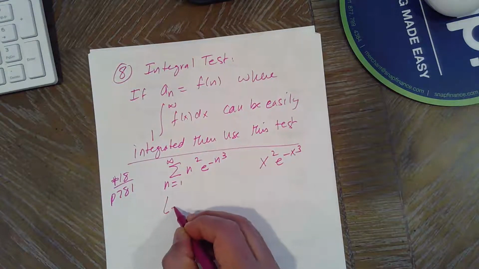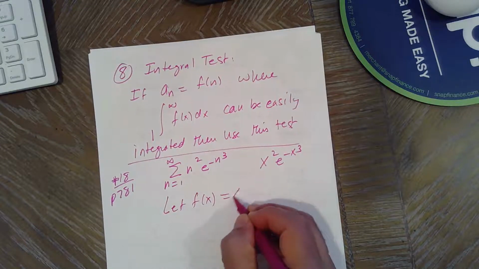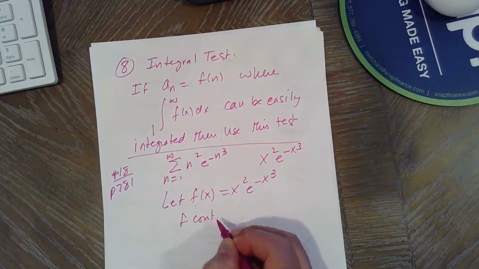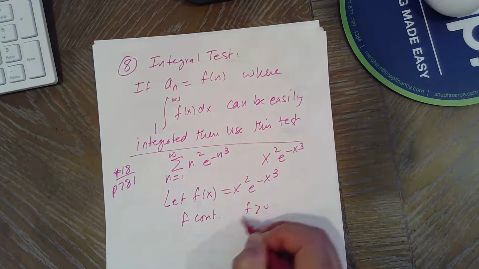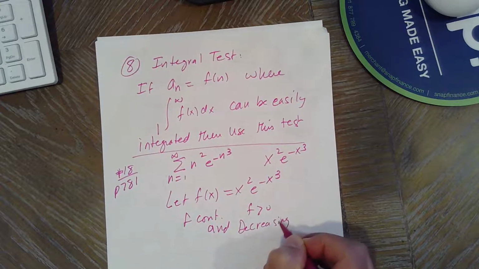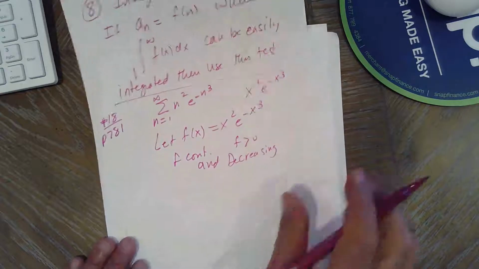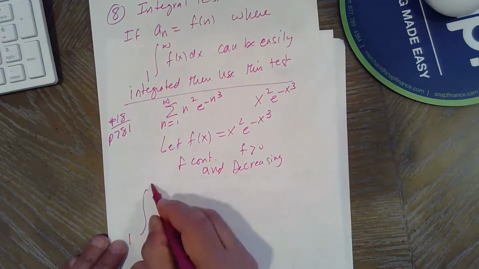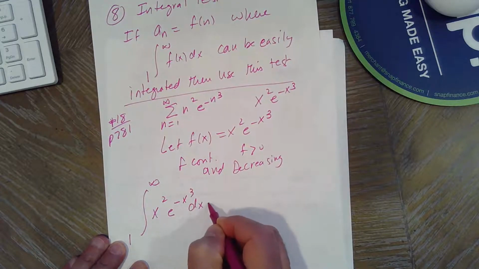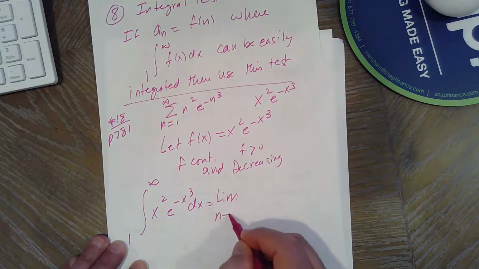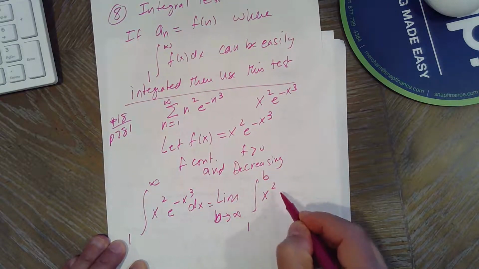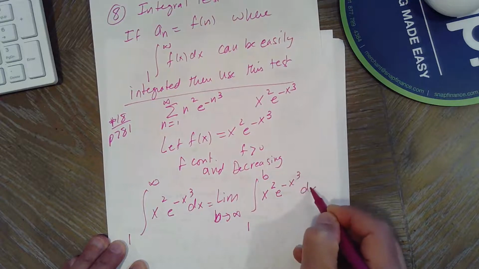So if we let f of x equal x squared e to the negative x cubed, this is continuous, positive, and decreasing. You can find the derivative and you can see it's decreasing. Its first derivative is negative. It's in my notes. So using the integral test from 1 to infinity of x squared e to the negative x cubed, it's the limit as b goes to infinity of the integral from 1 to b of x squared e to the negative x cubed dx.